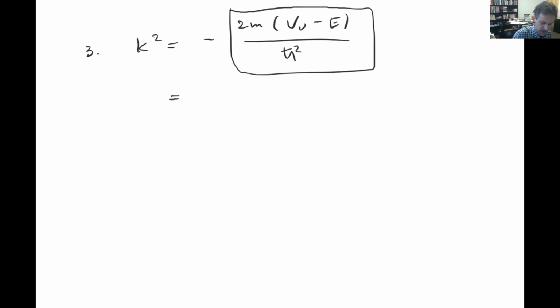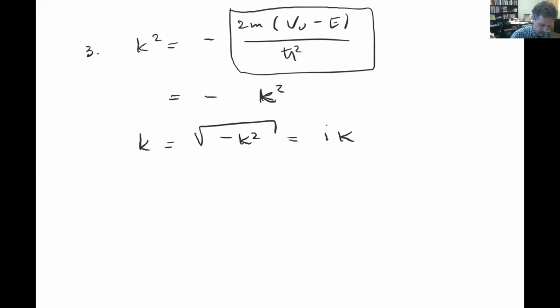So I can define the positive number as kappa squared. This is a kappa with a negative value in front of it. And that means that k, which is now the square root of this whole thing, can be written as i kappa. All right, i kappa.